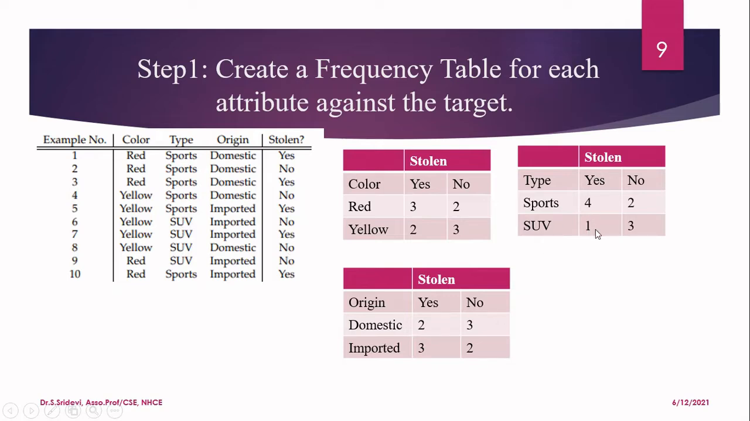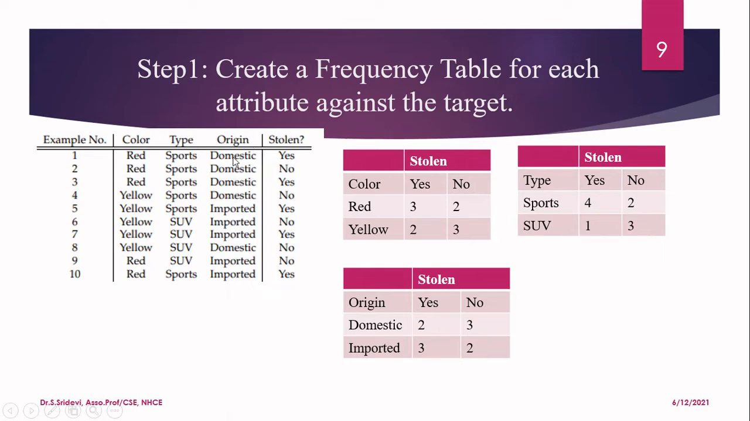Stolen is yes for 1 instance and stolen is no for 3 instances. Now the frequency table for the second attribute, type, is over. Now let us continue the frequency table for the third attribute, which is nothing but origin. In the origin attribute, again, I have 2 different values: one is called domestic, another is called imported.